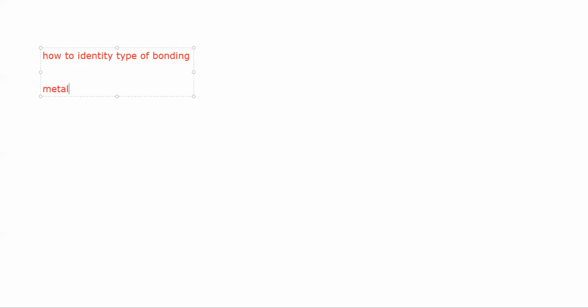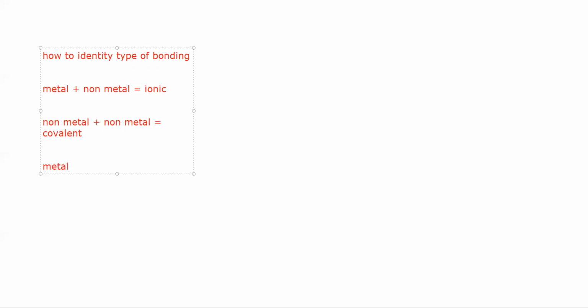If it is metal and non-metal, then it will be ionic. And if it is non-metal with non-metal, covalent.